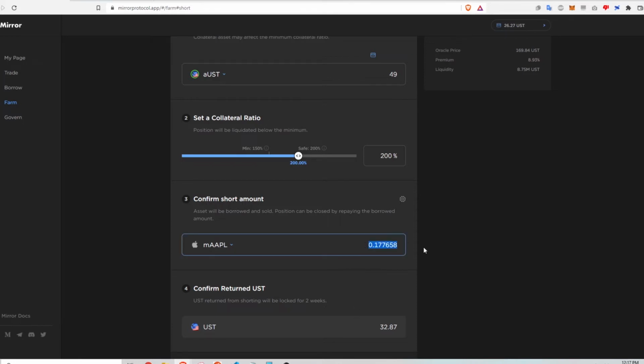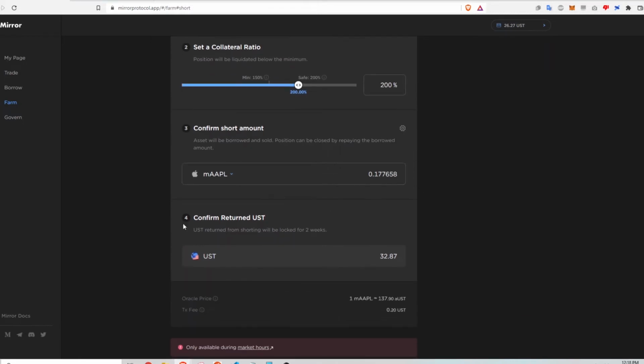This will allow me to borrow 0.177-ish shares of MApple that Mirror Protocol is going to immediately short, which means they're immediately going to sell those shares and get back UST. So the confirmed return UST is about 33 UST, and that will be unlocked for me after 2 weeks. And this 2-week period is here just so that the Mirror Protocol platform is protected and that they're making sure that people don't immediately buy back the shares.